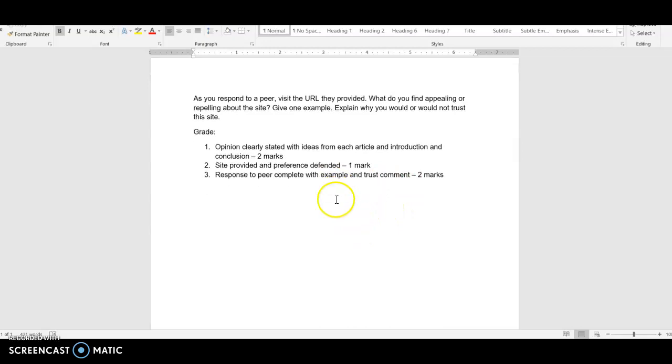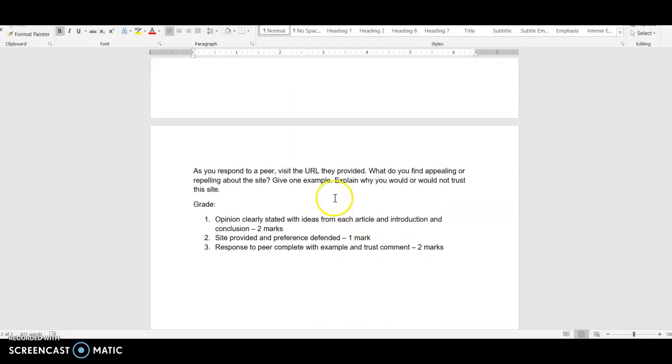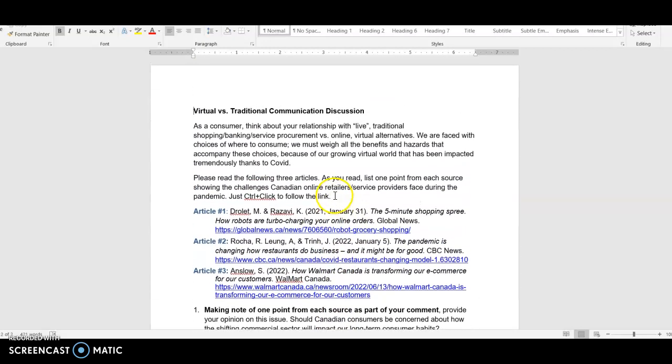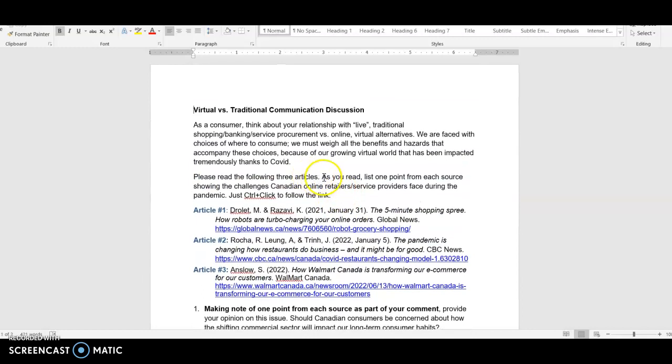So if you have any questions about that, you are welcome to email me. You can jump into the Tuesday at 2 WebEx discussion and we can talk about it. But that is the written portion of the assignment for this week.